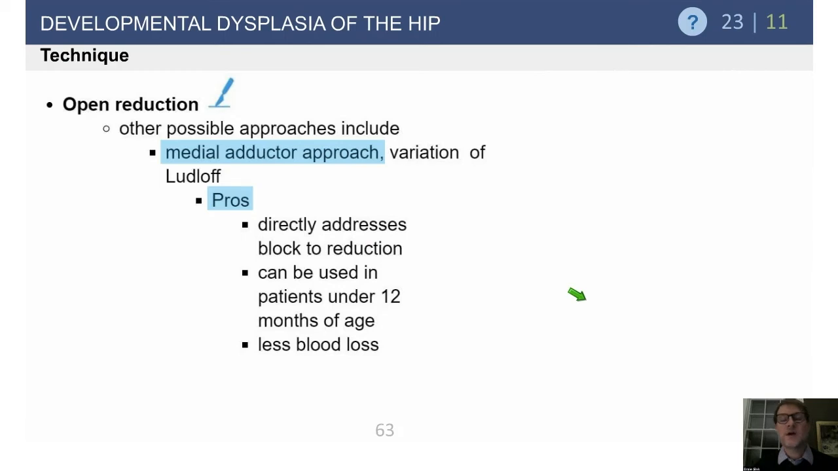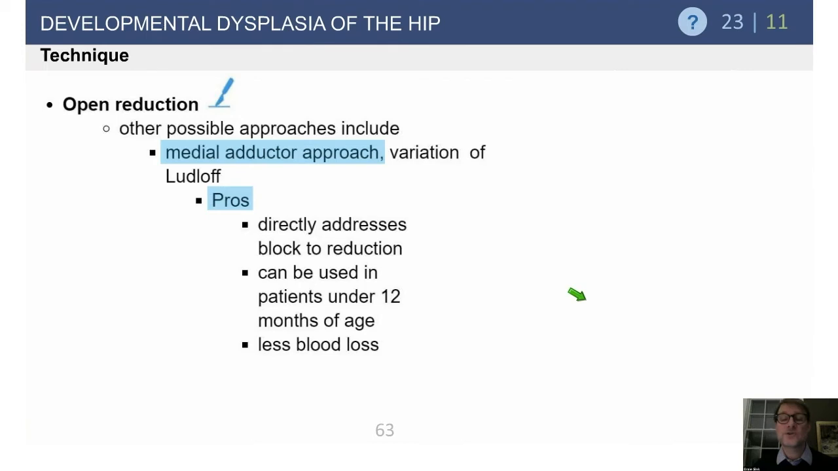There's another approach, which is the medial adductor approach, which is a variation of the Ludloff. And the pros: you can do both hips at the same time. It can perhaps be done in younger children, with less blood loss, but I think there's less blood loss in both. If you look historically, the pros were always to directly address the impediments to reduction, being the iliopsoas tendon, the medial hip capsule, and the pulvinar, but you can't do a capsulorrhaphy through the Ludloff approach.